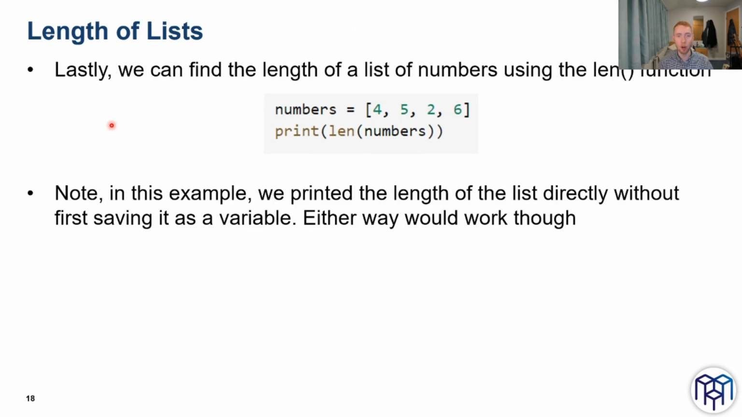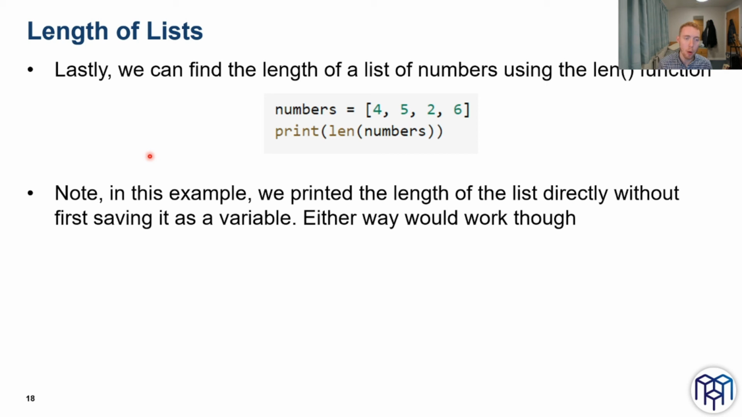Okay, so the final thing we're going to look at is how to get the length of a list. And we can do this using the len function. So len and then brackets, then inside the brackets we put the list we're interested in. For example, we have a list of numbers 4, 5, 2 and 6. There are 4 values in this. If we put that into the len function, then print out the output of that, we'll get the answer 4. Didn't show it here, but this would give 4.